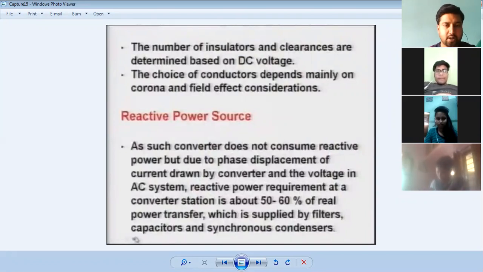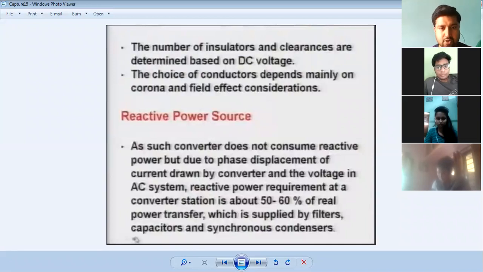Next is our reactive power source. The next part of the HVDC system is reactive power source. As such, the converter does not consume reactive power, but due to phase displacement of the current drawn by the converter and the voltage in the AC system, the reactive power requirement at the converter station is about 50 to 60% of the real power transfer. So here you can see that to minimize the loss, we need to compensate the reactive power.